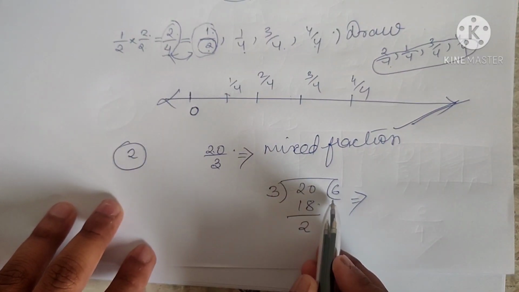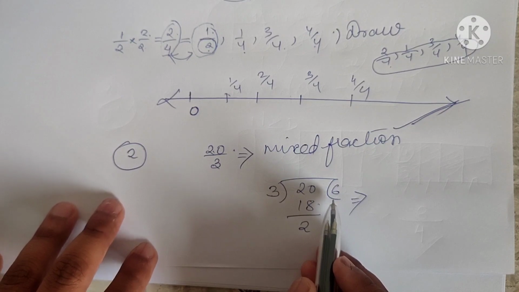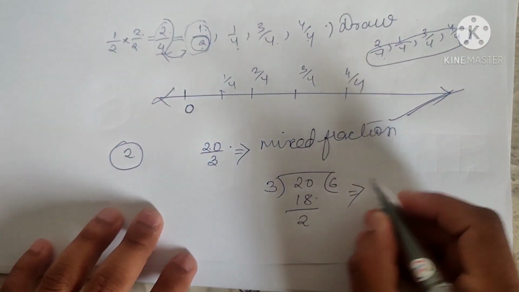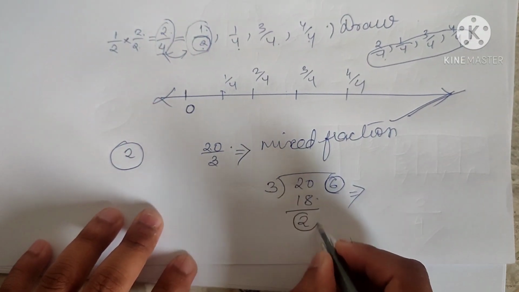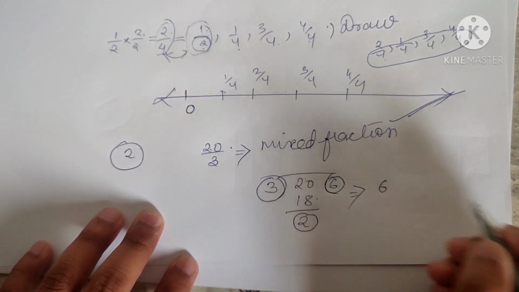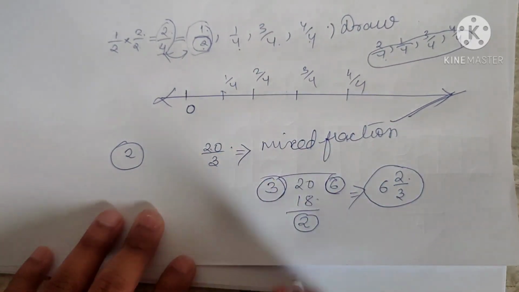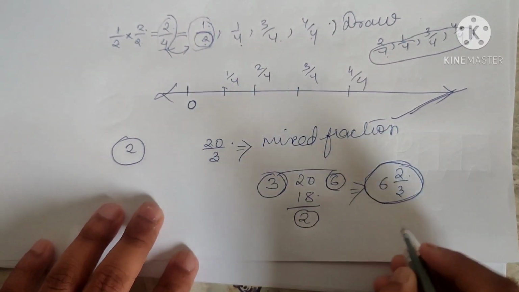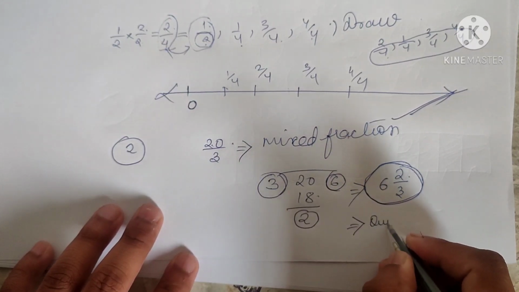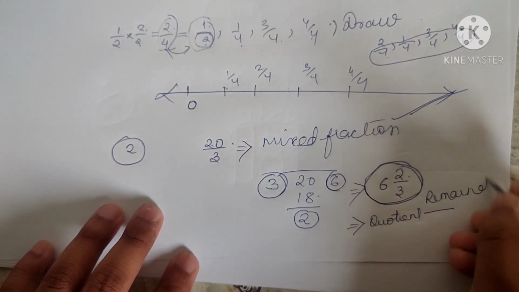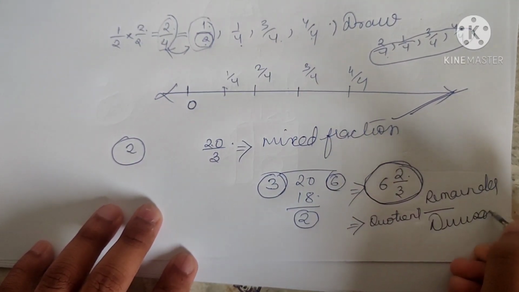How will you write it in mixed fraction terms? First you write the quotient, this one, then you write the remainder and then the divisor. Quotient means 6 you write here, and then the remainder and then the divisor. So 6 2 by 3 is the answer. This is the mixed fraction form. So first you write the quotient, then the remainder and then the divisor, whenever you divide the given number.